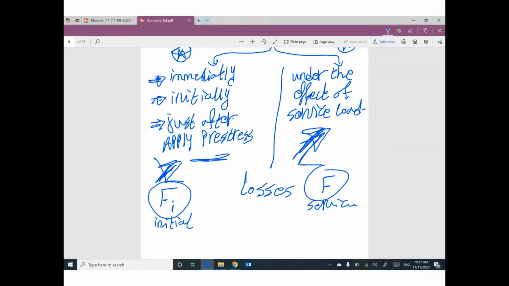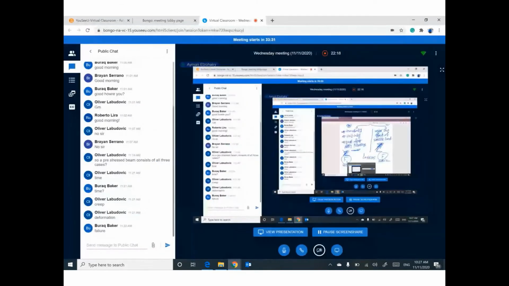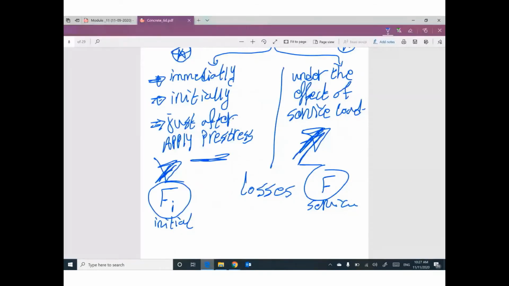There is one more difference. Can you tell me what is the other difference between this side and this side? Failure. Burak, we don't need failure. Failure is a jail. No, we don't need failure. What is the difference between this side and this side? We need our structure to be safe here and safe here also.